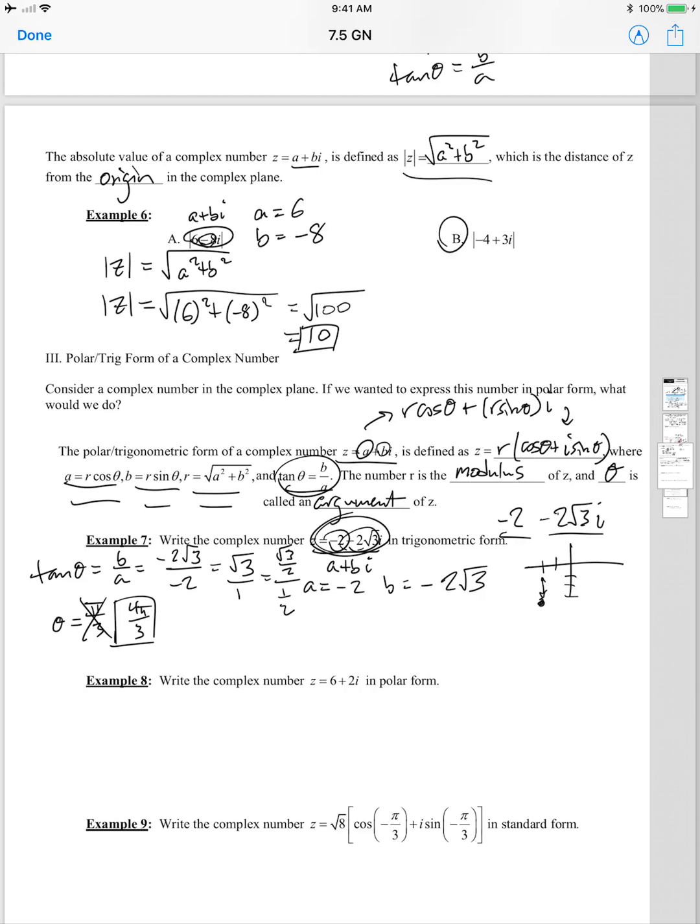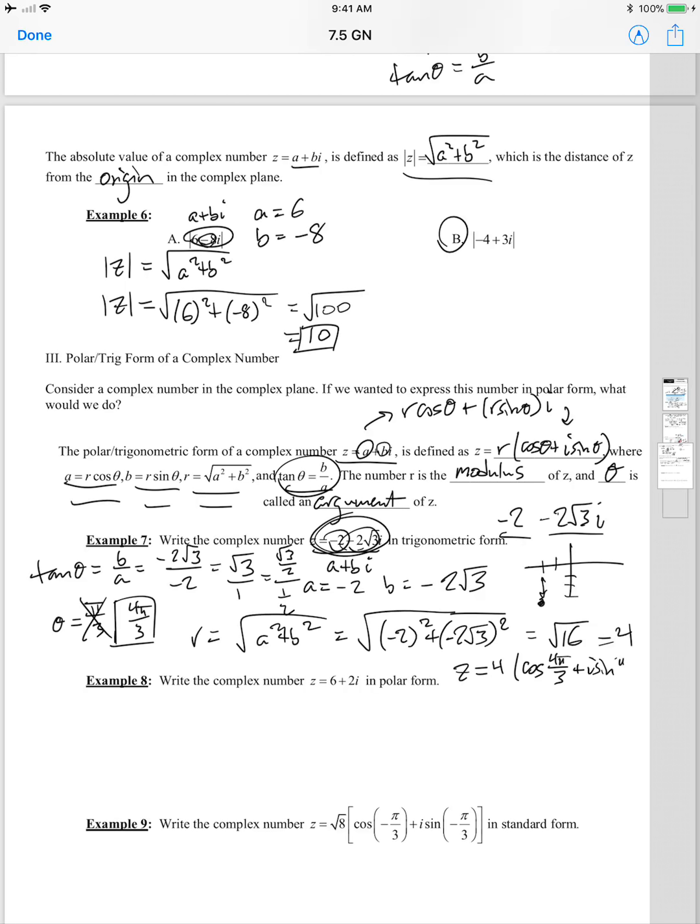So that's theta. I also need to find r. r equals the square root of a squared plus b squared. So that's the square root of negative 2 squared plus negative 2 times the square root of 3 squared. The square root of 16, which is 4. So now I have all the pieces I need to write this complex number in trig form. z equals r times the cosine of theta plus i times the sine of theta.